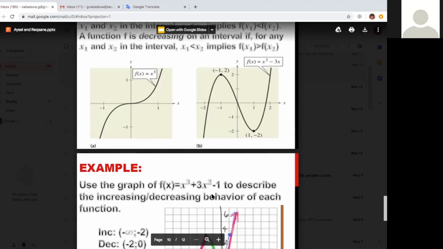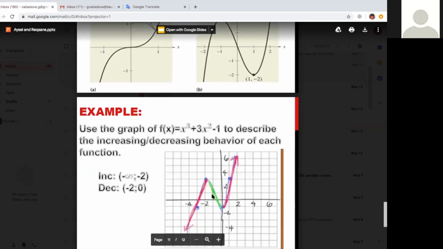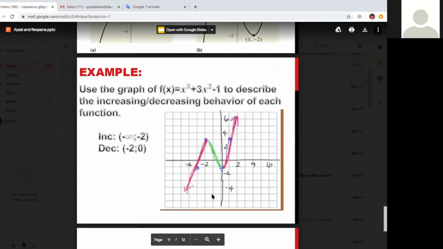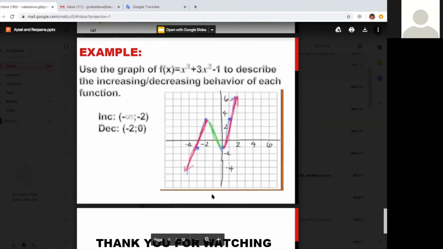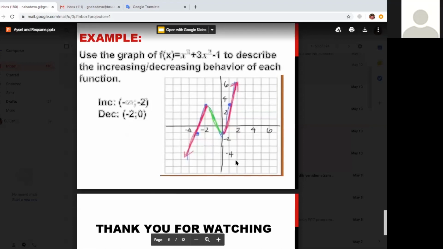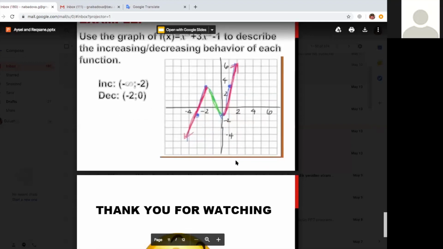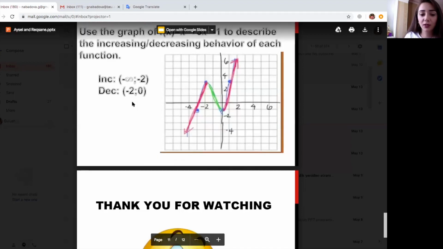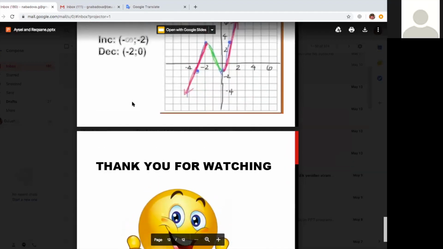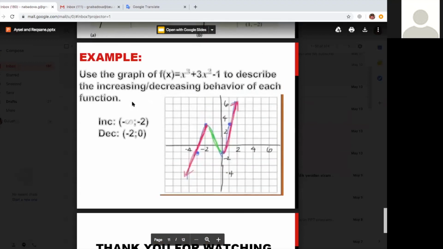The next example is increase and decrease. The graph is also increasing and decreasing in some intervals. Increasing while the interval is minus infinity to minus 2, and decreasing while the interval is minus 2 to 0. So, yes. Great, thank you.